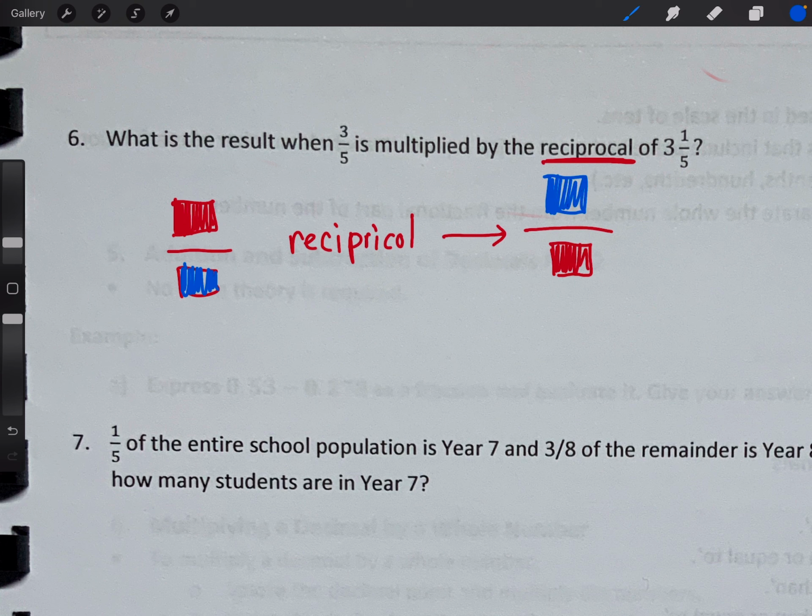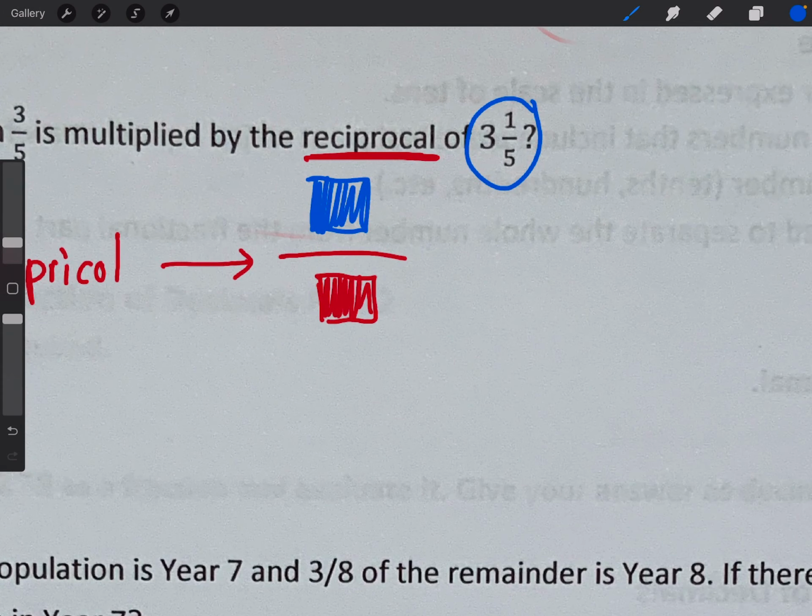Just to flip something upside down. But to flip upside down, you need the top and bottom. This does not have a top and bottom. Well, it kind of does, but it's kind of weird. Okay, so you have to change this one to an improper fraction. So now this 3 and 1/5. Let's change it to an improper fraction. 3 times 5 is 15, plus 1 is 16, so 16 on 5.